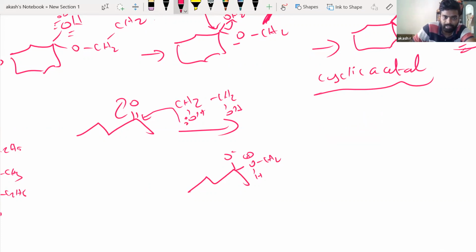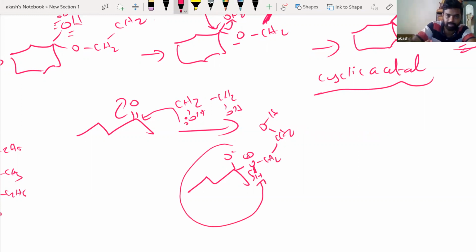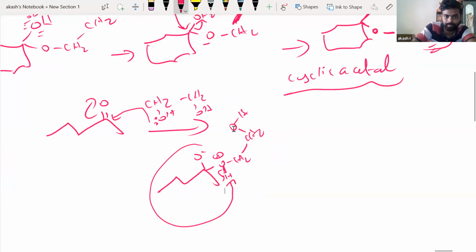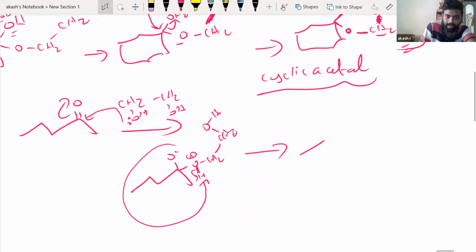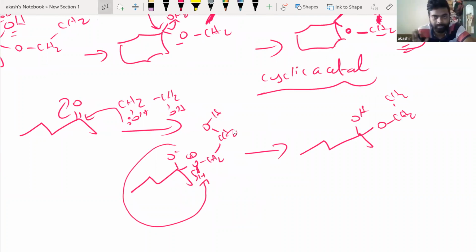Okay, now that is having a CH2, and that is having another CH2, and that is having O and an H. No issues, right? Then it is very simple. The next step would be removal of this H plus, and this O minus comes and takes up the H plus, right? So now what we have is one OH, and the same carbon atom is having O, CH2, and that is having one OH. Very simple.